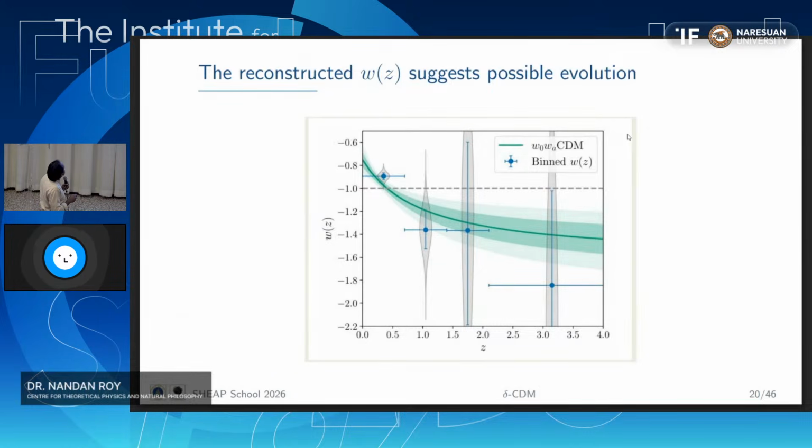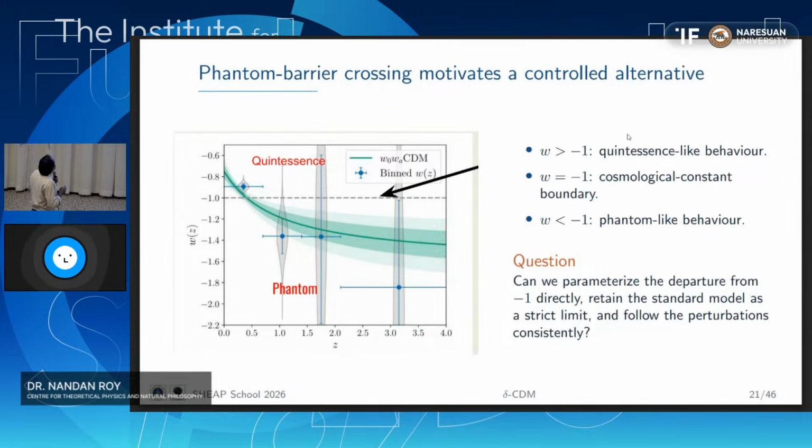It crosses the phantom barrier line, which is -1, and that is a theoretical problem, because we know this is the region for quintessence, and this is the region for phantom, when you try to model it with some physical Lagrangian theories. So this is a phantom region and this is a quintessence region, and when the equation of state crosses this -1 boundary, then you get problems in the perturbations for a single degree of freedom. So you cannot have this crossing.